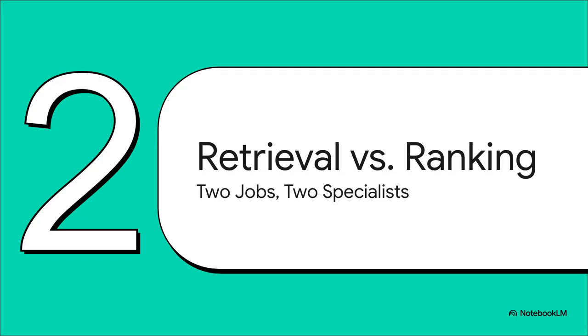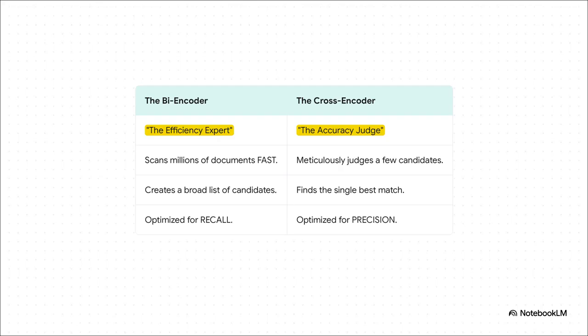The solution, then, isn't to find some mythical, better model that can do it all. No, the answer is to hire two different specialists for two very different jobs. One for retrieval and one for ranking. And here's our dream team. On the left, we've got the Bi-Encoder. Think of this as our efficiency expert. Its job is to blaze through millions of documents at lightning speed and just give us a broad list of potential candidates. It's all about recall, making sure the right answer is somewhere in that initial pile.